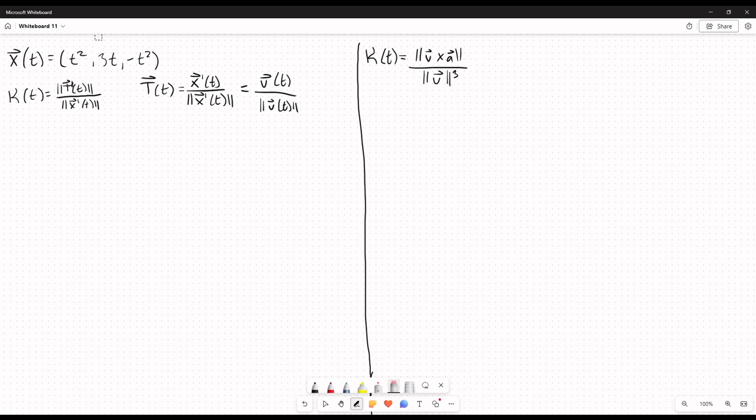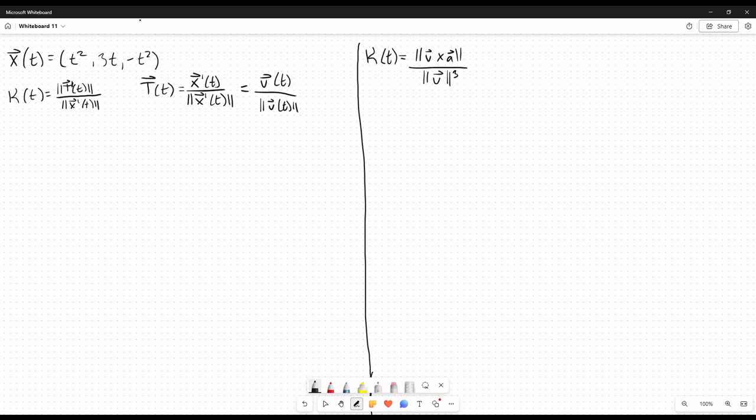In this video, we're going to look at the curve t squared, 3t, negative t squared, or the path (t squared, 3t, negative t squared), which traces out some curve. And we're going to be looking at the curvature of this path in two different ways. One way we'll be using the standard definition of curvature, which is the norm of the derivative of our unit tangent vector divided by speed. And then in a separate video, we will look at it using this other definition.